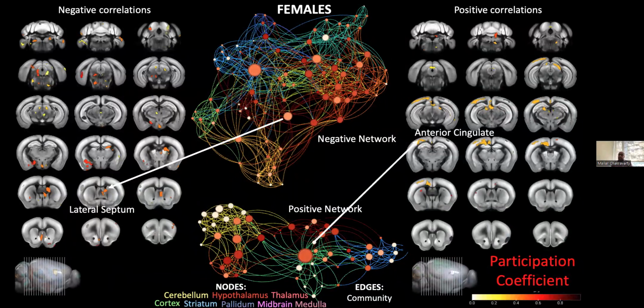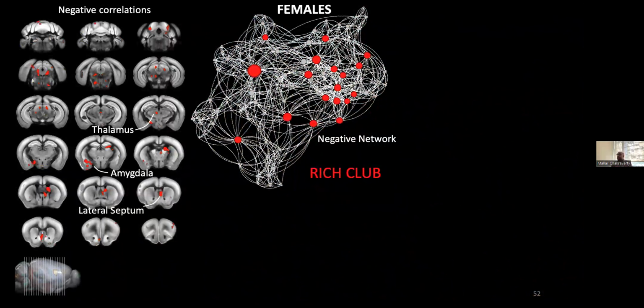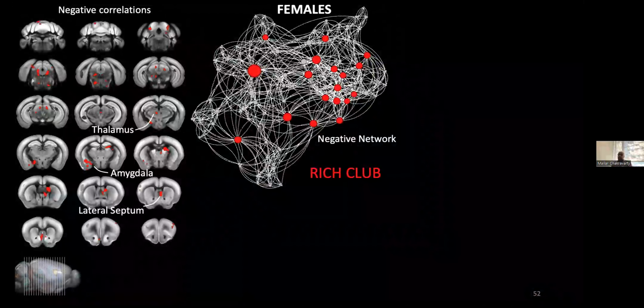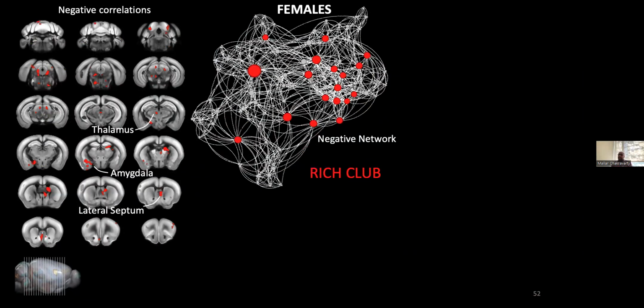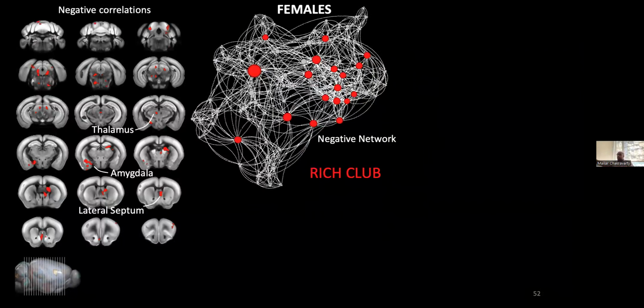The other thing we found were a bunch of nodes that form a rich club core. So it's a core of nodes with a high number of connections that are more connected to one another and more connected to their overall communities.